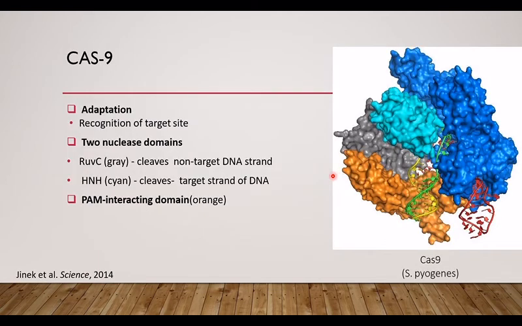Now we're looking into the components of the Cas9 system. It has a gray region called the RuvC region that cleaves the non-target DNA strand, and the HNH, which is the cyan color, cleaves the target strand. Basically, these regions separate the non-target strand and the target strand. The orange region is the PAM-interacting domain. It will detect the PAM, and the PAM varies from species to species, so it has its own significance.